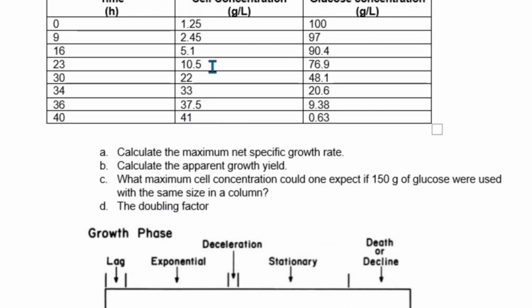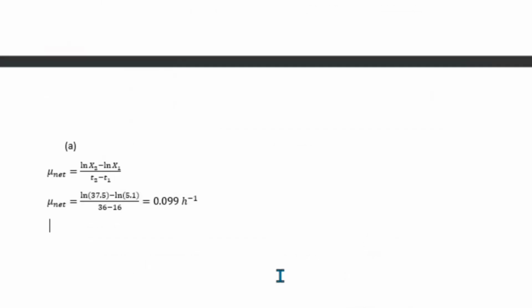Calculate the maximum net specific growth rate. To obtain this, we are going to say ln x2 minus ln x1 over time t2 minus time t1. If you punch in your values there, you should get an answer roughly amounting to 0.099 per hour.